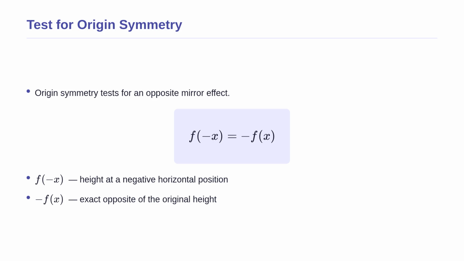Conceptually, this is a slightly different type of mirror effect common in odd functions, like a wave passing perfectly through the center. Here, when we input a negative horizontal position, the resulting height is the exact opposite, or negative, of the original height. Let us break down the symbols. The left side, f of negative x, is the height on the left side of the graph. The right side, negative f of x, means we take the original height and flip it upside down. If these two match, it means if the curve goes up and to the right, it must go down and to the left by the exact same amount.